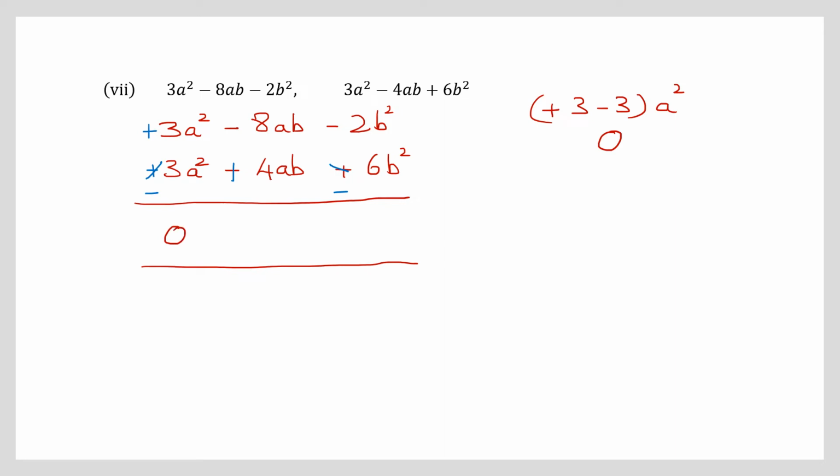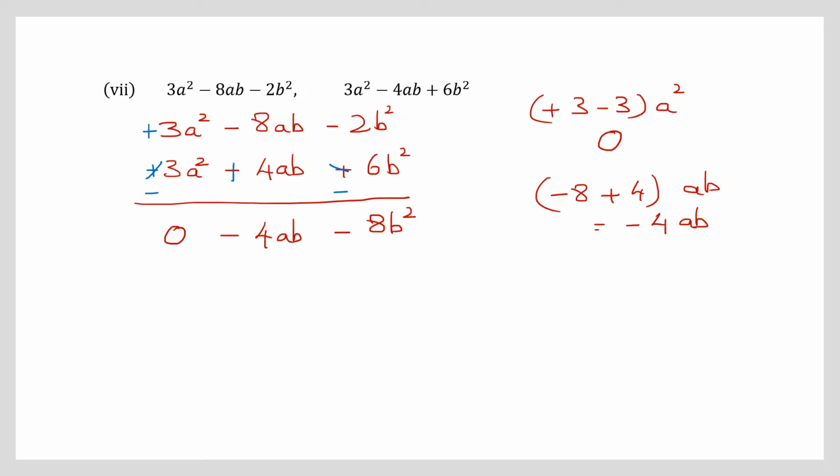Then minus 8 plus 4ab. When signs are different, put the sign of the bigger number and subtract. 8 minus 4 is 4ab. So minus 4ab. Here signs are the same. So I can put the same sign and add. 6 plus 2 is 8. 8b square. Okay, let's go to the next one.